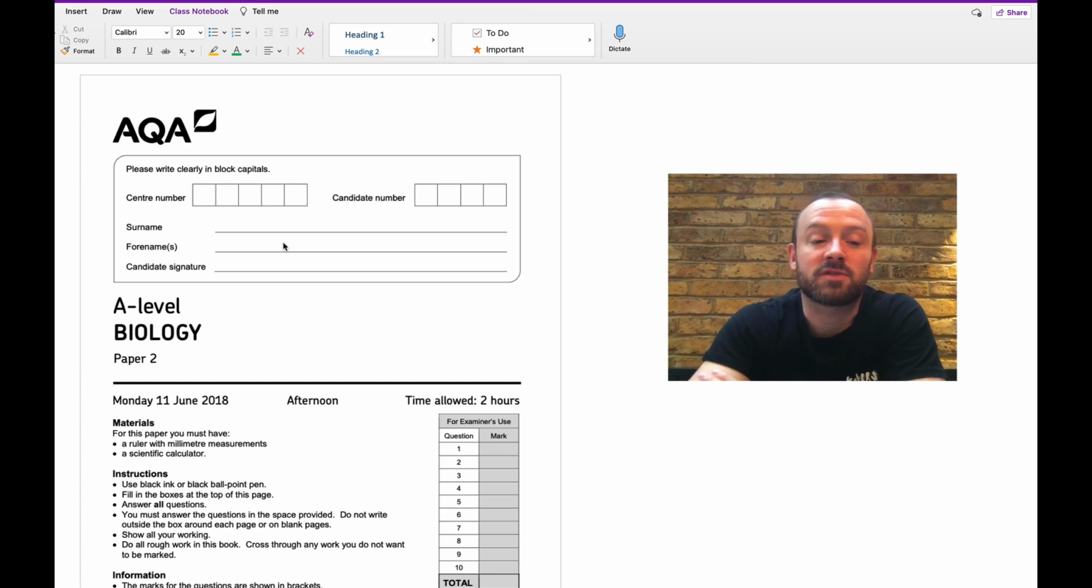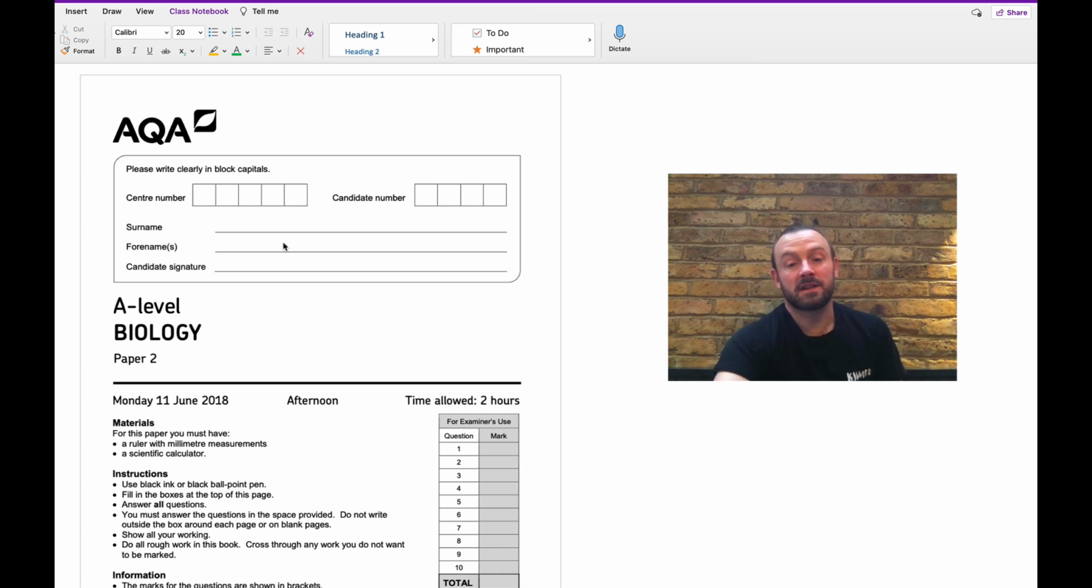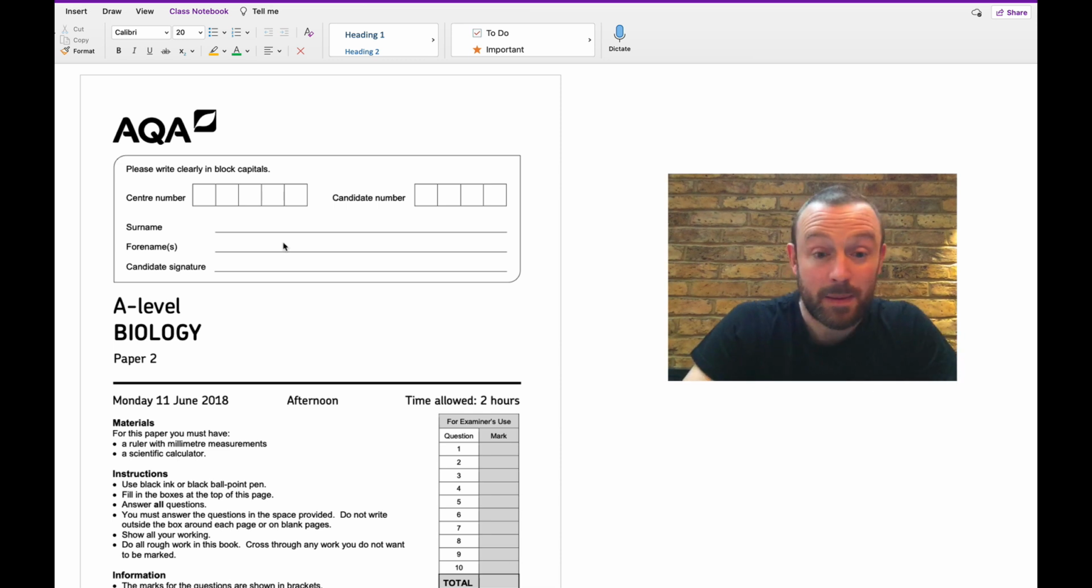Hi, and welcome to this run-through for the 2018 AQA A-Level Biology Paper 2. The reason I'm picking this paper to run through now is because it is probably going to be more similar to the paper that's going to come up in 2023. It's definitely going to be more similar than the one that came up in 2022, because if it came up in 2022, it's less likely to come up in 2023, because they don't do exactly the same questions 2 years running.